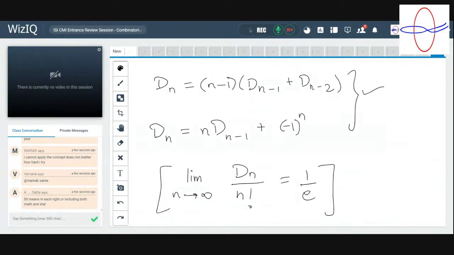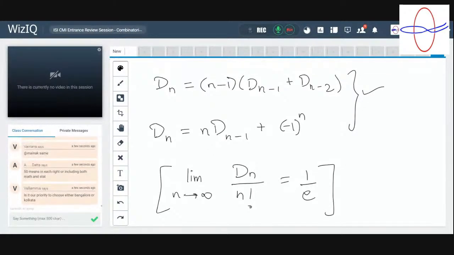No, 50 for BMath and 50 separate for BStat. So the list for BMath and BStat is different. That's why you have to fill in your preference during your application. So it's a different list. You are not going to be competing against those who have applied for BStat or BMath, depending on what you applied for. You're only competing with your own group.